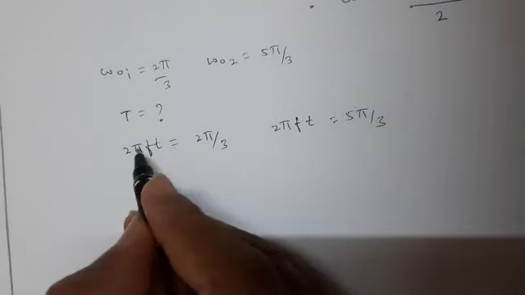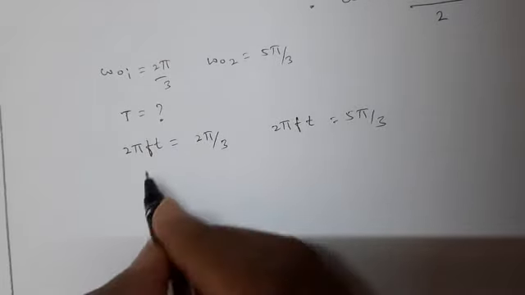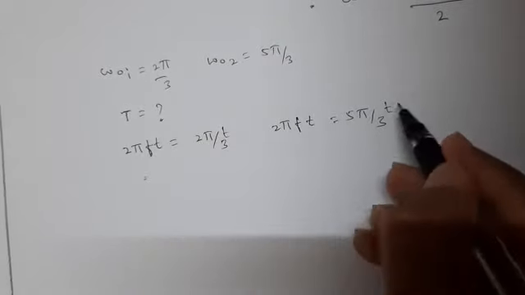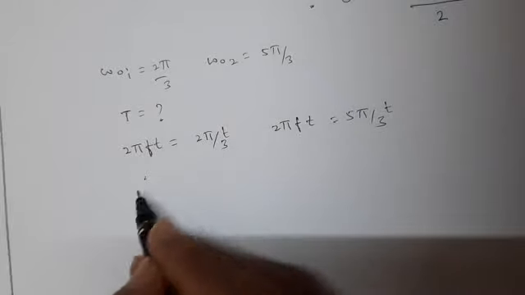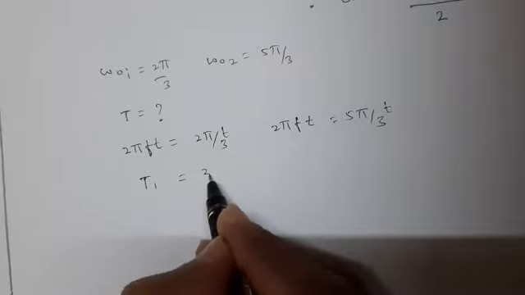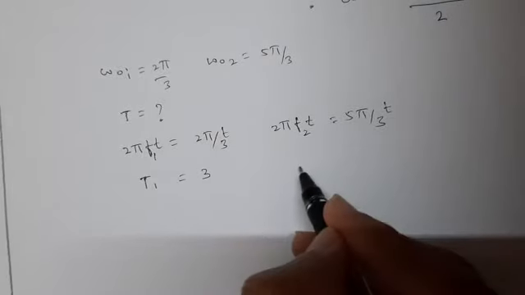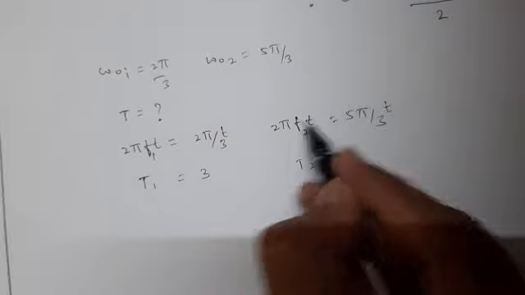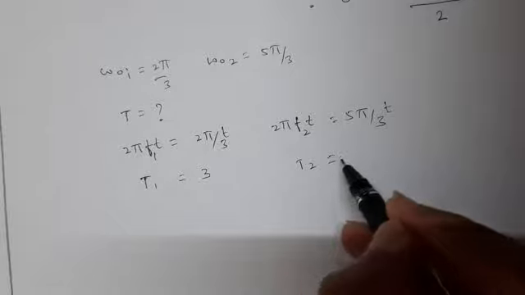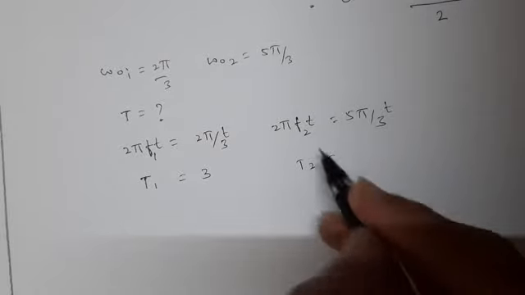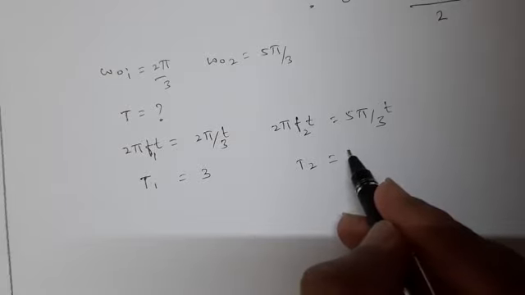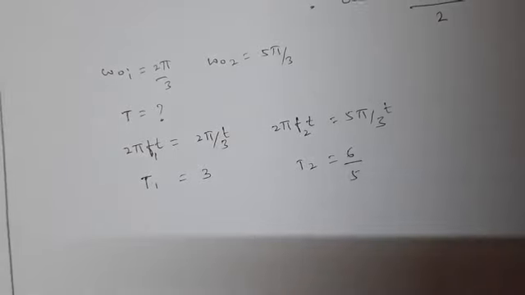So what do I get? I got this f. Here also 2 pi by 3t and this t. So 2 pi t got cancelled and you are left with T1 equal to 3. For f2, T2: 2 pi gets cancelled, t gets cancelled, and you are left with 2 by T2 equal to 5 by 3, or T2 equal to 6 by 5.